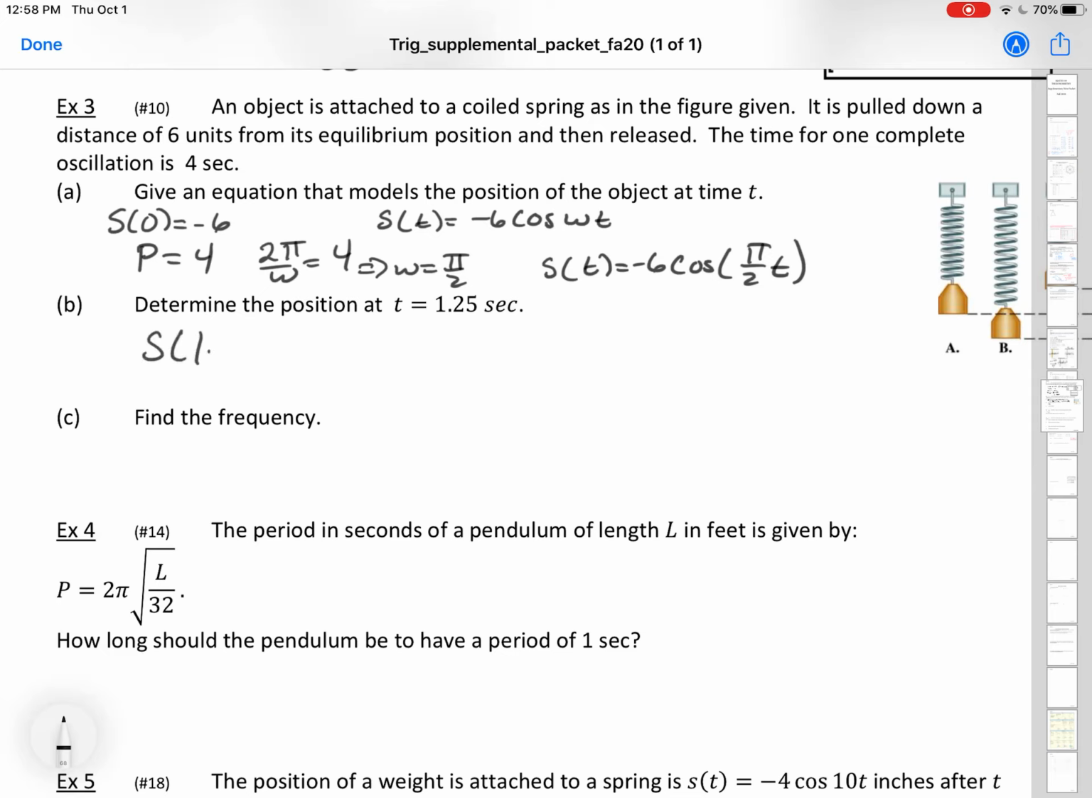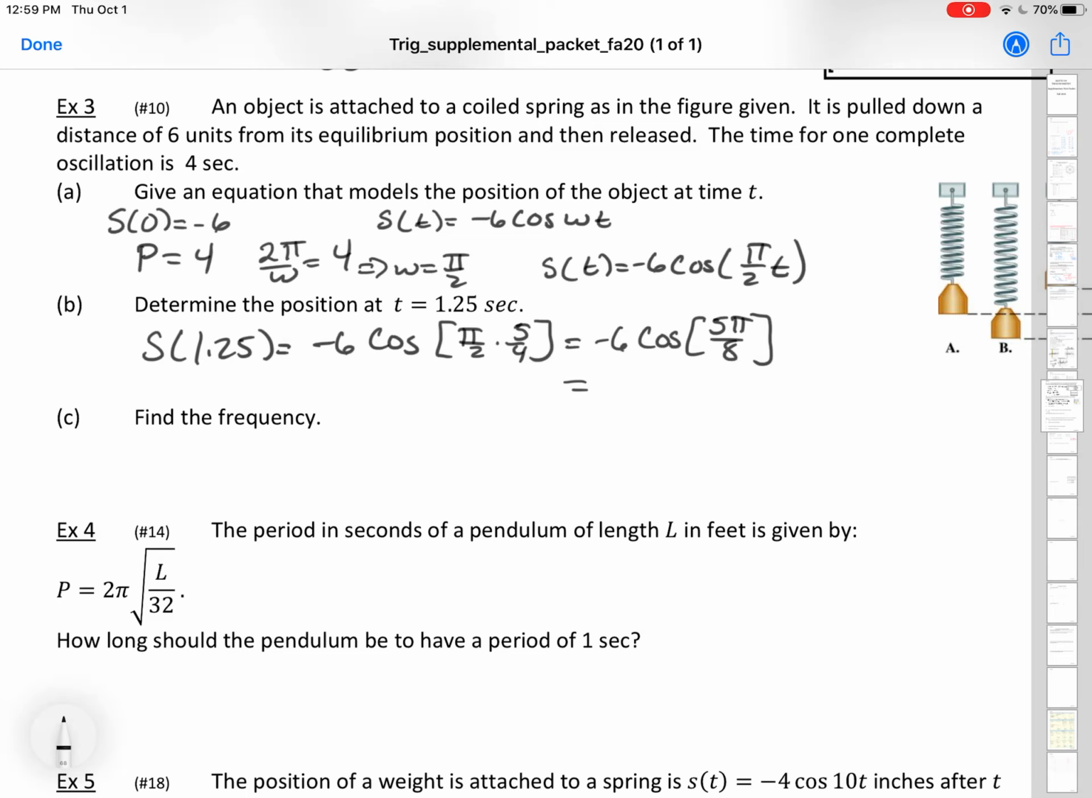No problem. S of 1.25 is equal to negative 6 times the cosine of pi over 2 times, well, 1.25 is 1 1/4 or 5/4. That way we're going to have to go to a calculator. Look what number comes out there. Negative 6 cosine. I was hoping to avoid having to use a calculator, that would be memorized, but we got 5 pi over 8, and we don't have any of our pi over 8s memorized. We'll learn a half angle formula, but even that's a little bit of overkill.